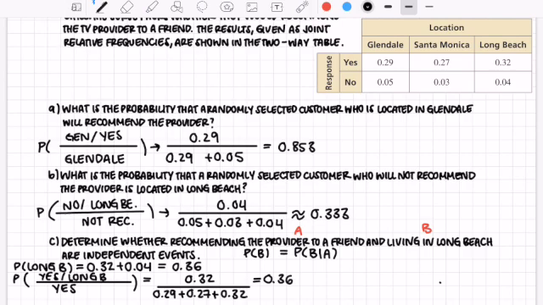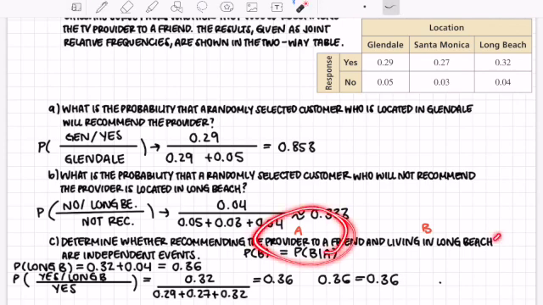So we end up having the same probability. 0.36 equals 0.36. So in this case, both event A and B are independent events. There's no dependency between them. You don't need to have one to do the other. Independent.